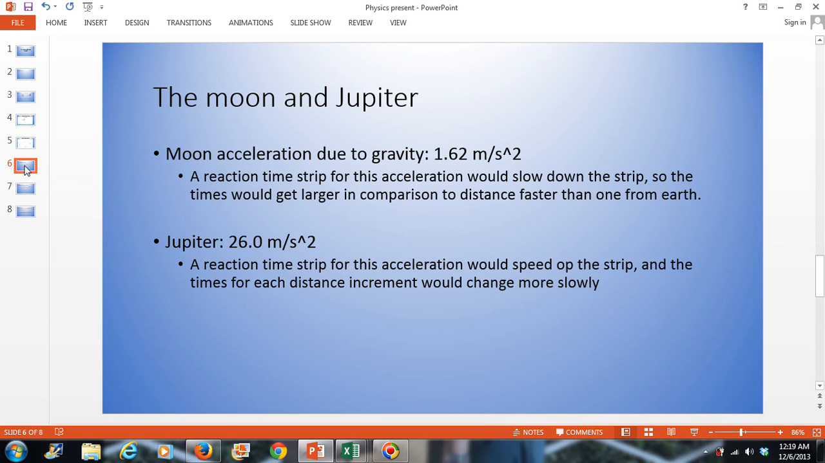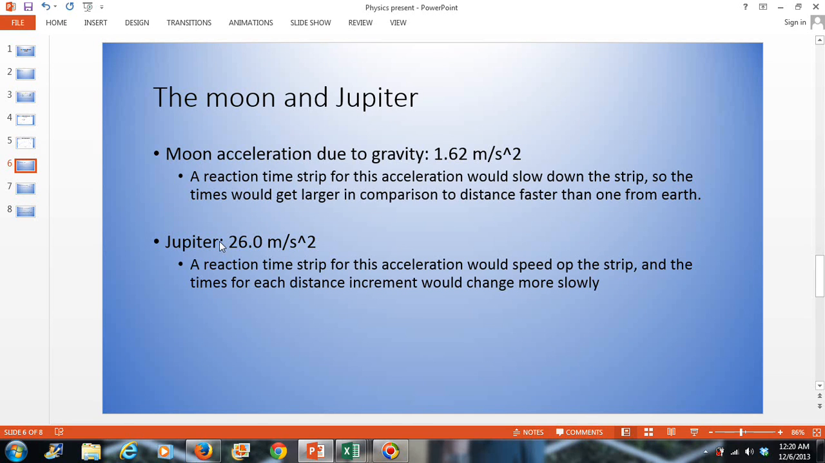So those are the Excels. And for the Moon and Jupiter, the Moon's acceleration due to gravity is 1.62 meters per second squared, and when a time strip would be falling towards the Moon, a person would have more time to grab it because it will accelerate toward the Moon slowly. Therefore, the strip will fall a smaller distance than it would on the Earth, which would lead them to get a larger reaction time using the same strip.